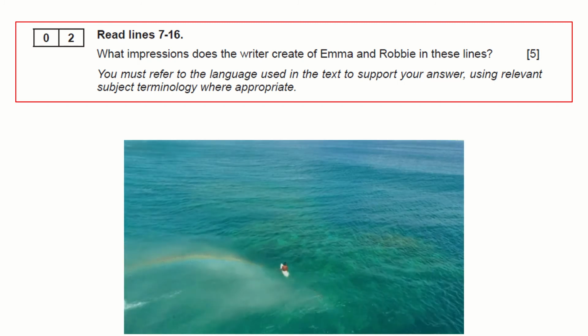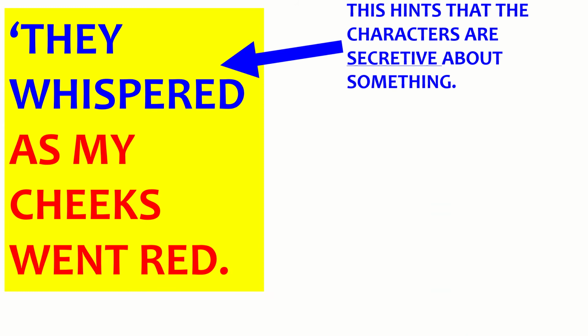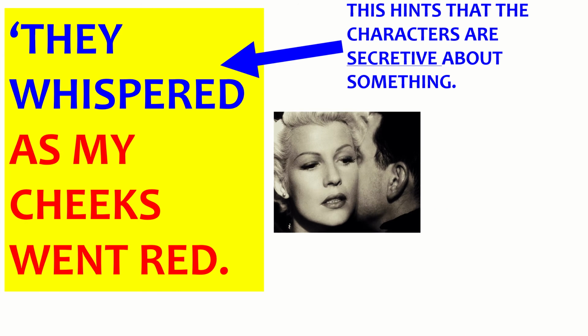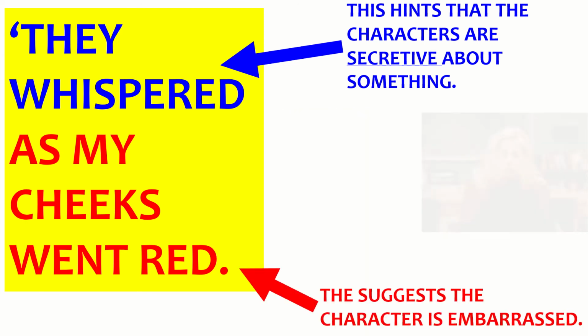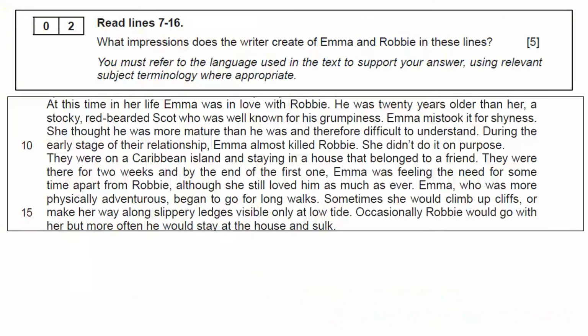Again, small explanations. So remember this impressions question, pick out a word and say why it's been used. So for example here, it says whispered. This hints the character is secretive about something. Then the second part of the sentence it says, my cheeks went red. What does that tell me about the character? Well, it tells me that I'm embarrassed. So you're picking out little phrases, little clues and saying what it tells me about that person.